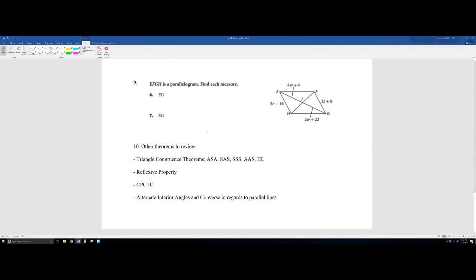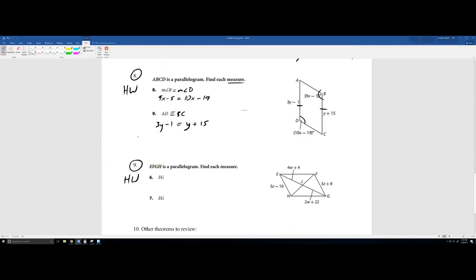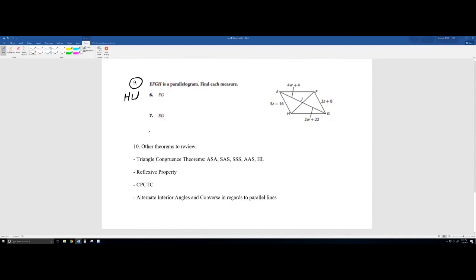All right, same situation here. In fact, I'll go ahead and make this your homework. Same thing with number 8, actually. Go ahead, solve for x and y, plug it back in, give me some measurements. Same thing with number 9. So that's for you.